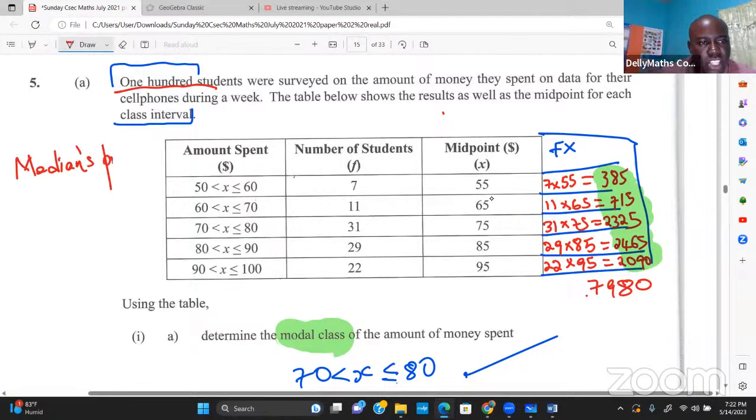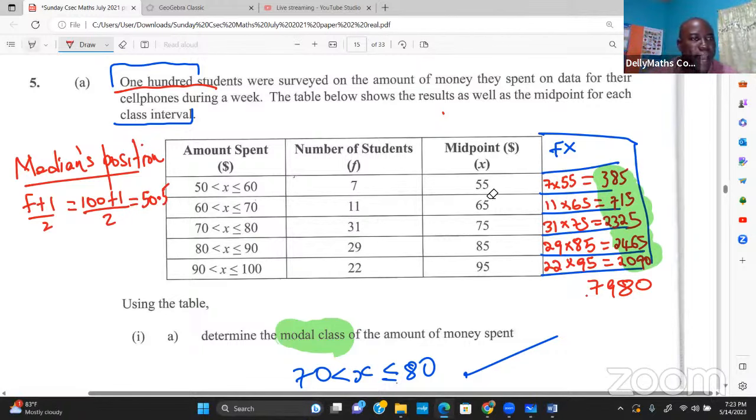The median's position can be located using this. You could just add 1 to your frequency, divide it by 2, and then do a cumulative check down and up the table to see where it falls. Let's check this out. 100 plus 1, divide that by 2. 101 divided by 2 is 50.5. Now I'm going to be checking, and the moment I reach 50.5 or more, I'll stop, because 50.5 will help me to locate where the median is.